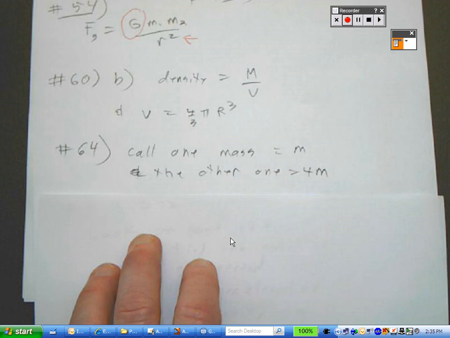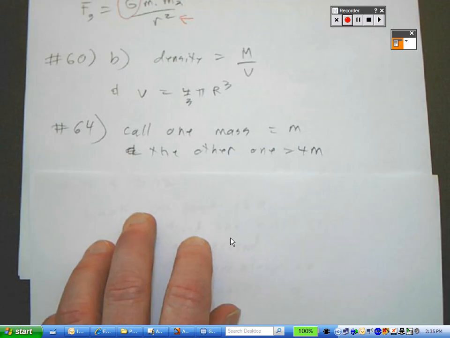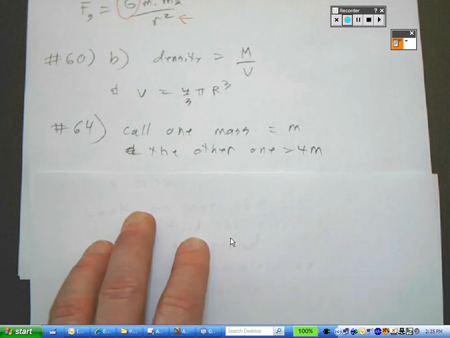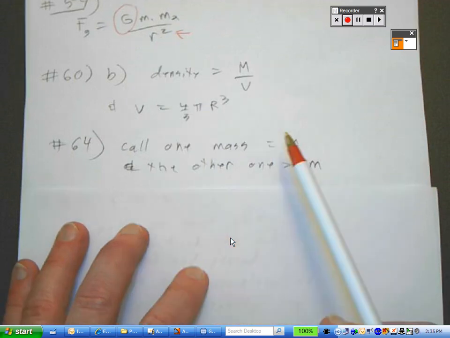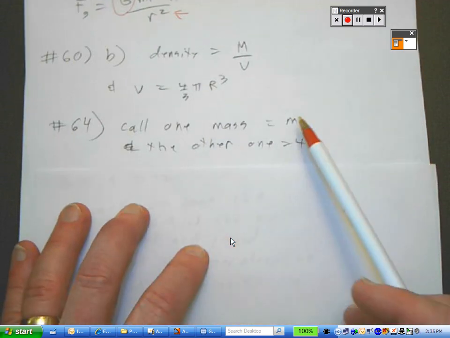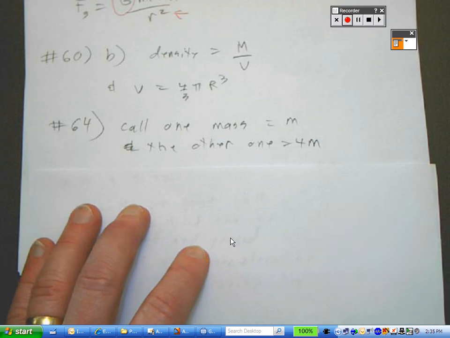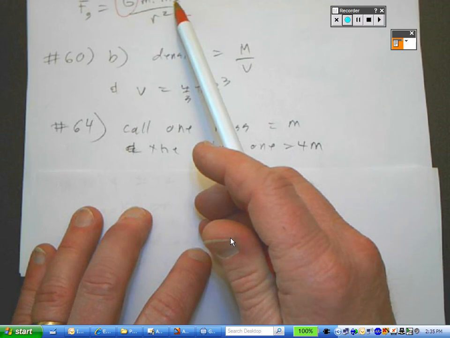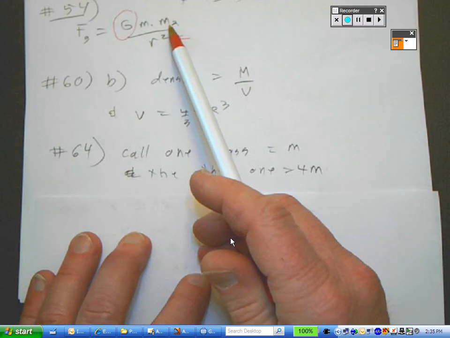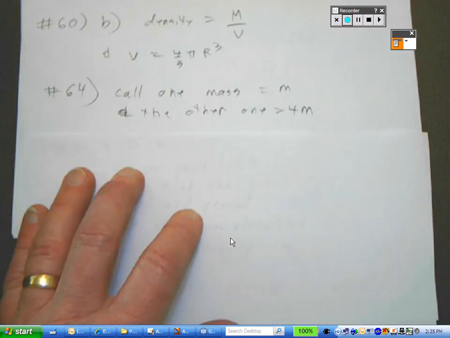Let's look at number 64. Number 64 is two spheres placed so that the centers are 2.6 meters apart. The force is given. What's the mass of each sphere if one is twice the mass of the other? So I think you're getting the pattern. It's the same exact formula. This time we have an unknown mass, and the other one is 4 times the mass. So when you use the formula, call this one m, call this next one 4m. I think the solution will be pretty easy to arrive at.